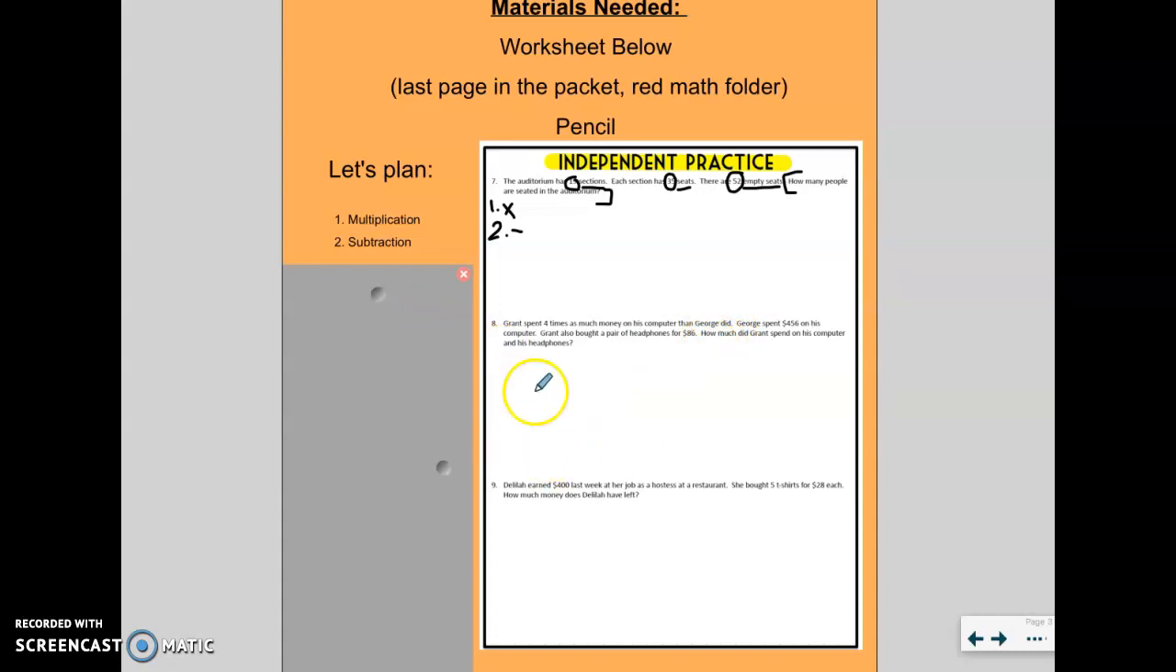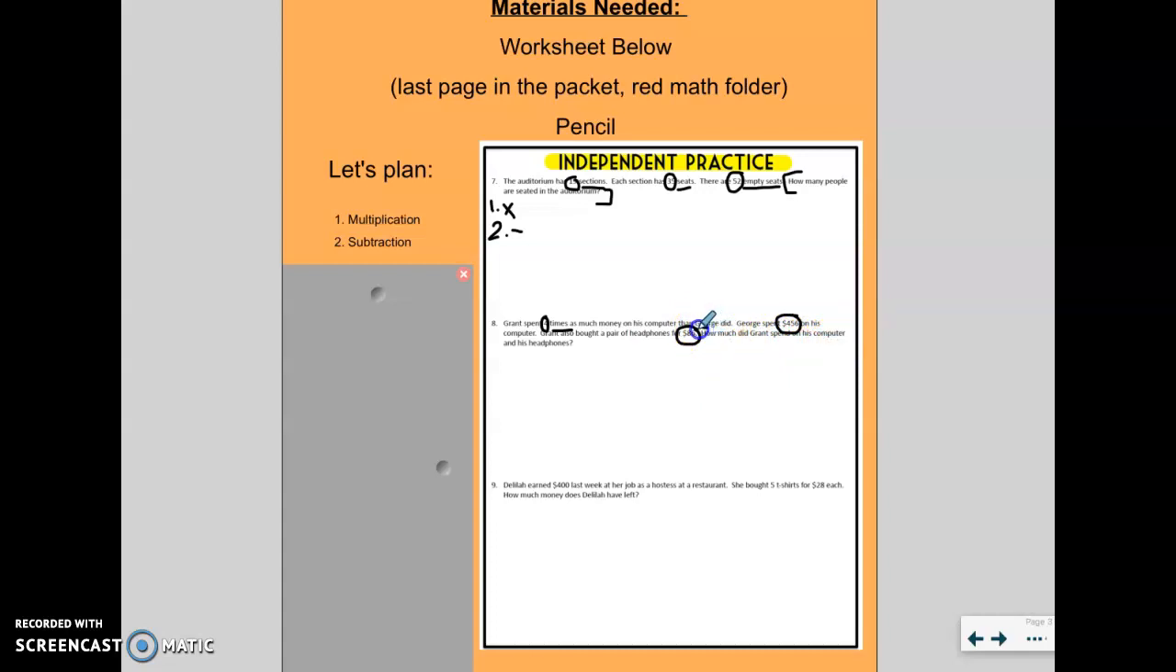Okay, let's look at number 8. Grant spent 4 times as much money on his computer than George did. So I'm going to circle 4 times as much. And then George spent $456 on his computer. Now Grant also bought a pair of headphones for $86. Okay, and so how much did Grant spend on his computer and headphones?